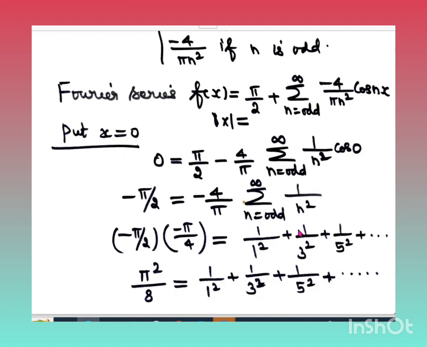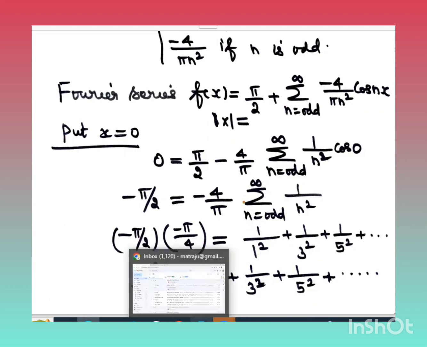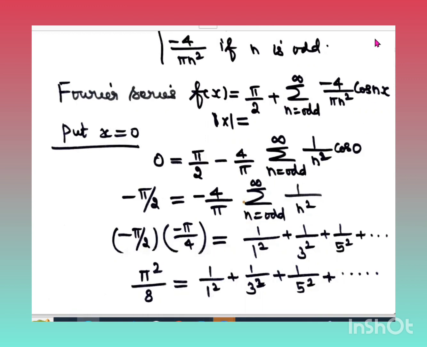n equal to odd to infinity means odd numbers 1, 3, 5, 7, 9, 11. So for n, you have to apply 1, 3, 5, 7, 9, 11, 13, 15, 17, 19 like this. So pi square divided by 8 is equal to 1 by 1 square plus 1 by 3 square plus 1 by 5 square plus 1 by 7 square.